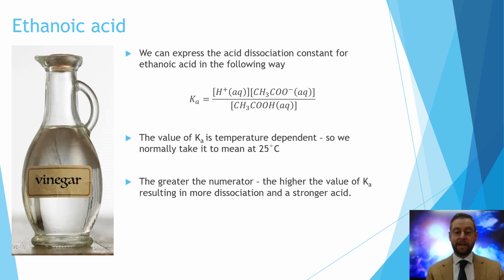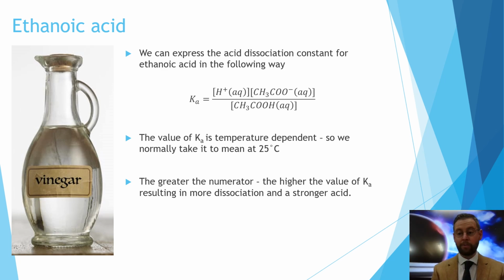If the numerator is larger, then we get a higher value of Ka. It means more dissociation for the concentration that we originally have been given. If the top was small, not many ions have gone into solution compared to how many molecules there are, then Ka would be significantly smaller and it would be a weaker acid.